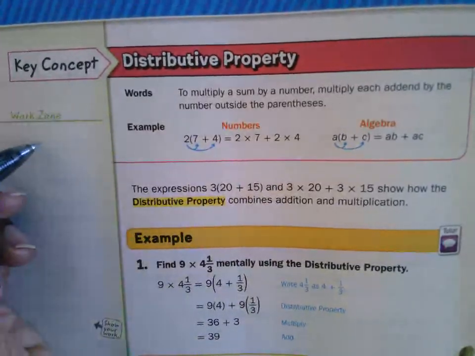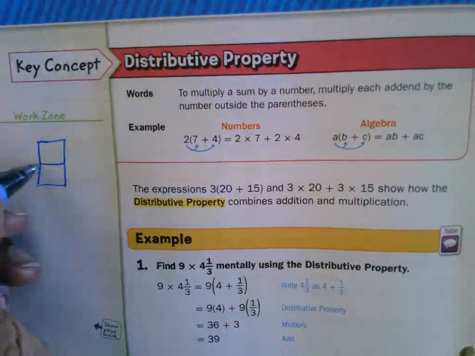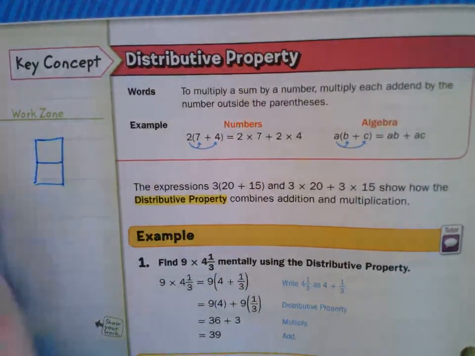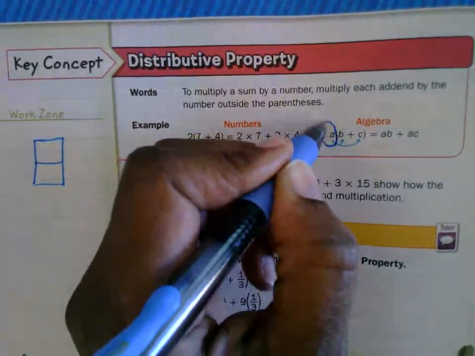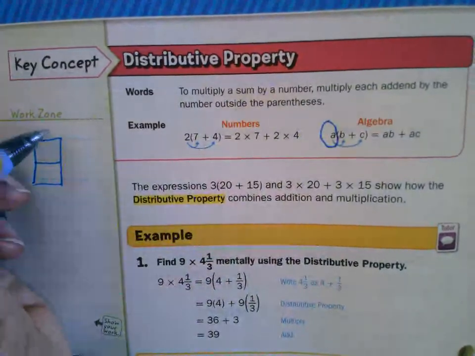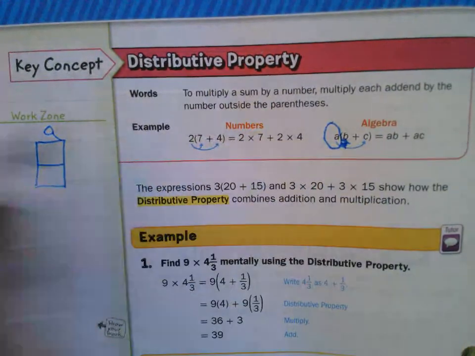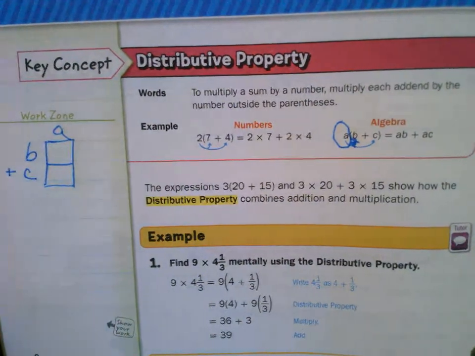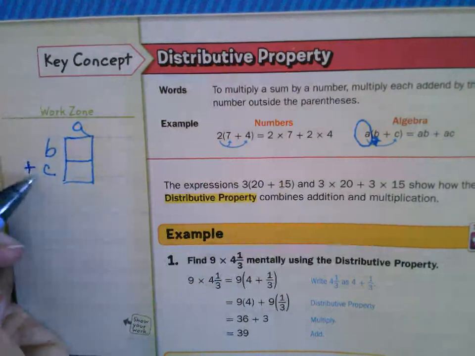So what we're going to do is make a box on the side like so, a model, a rectangular model. At the top of the model, we are going to put A. And on the side of the model, we are going to put B and plus C. Notice that I put plus C because I am taking the sign with the term.